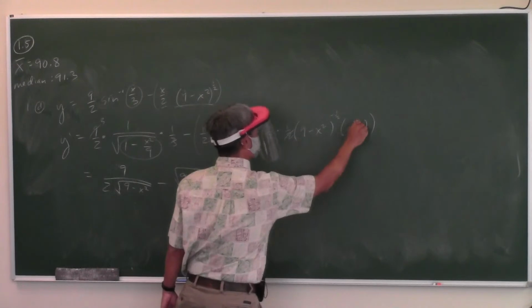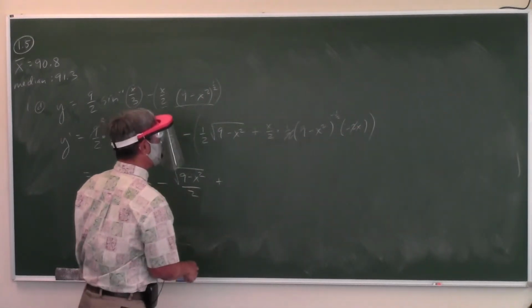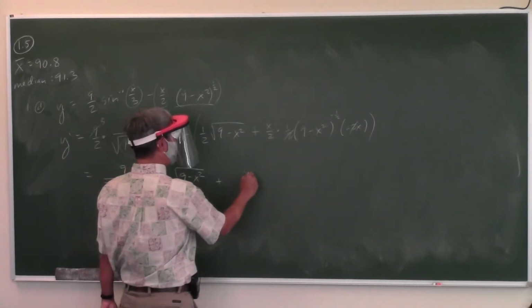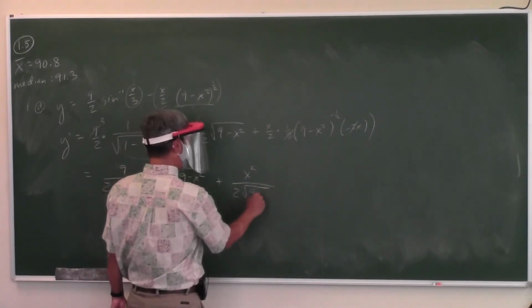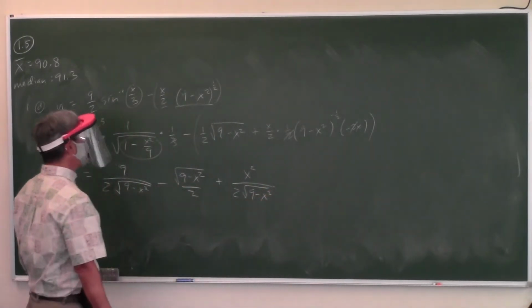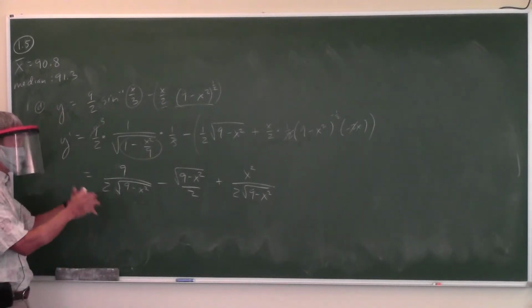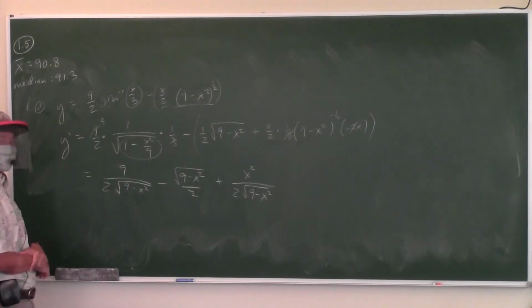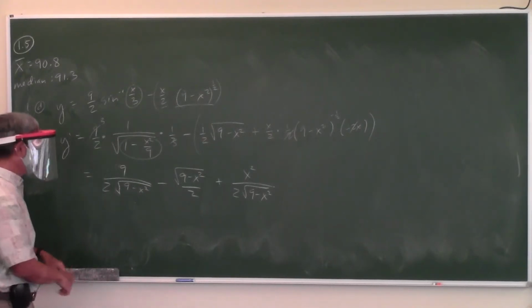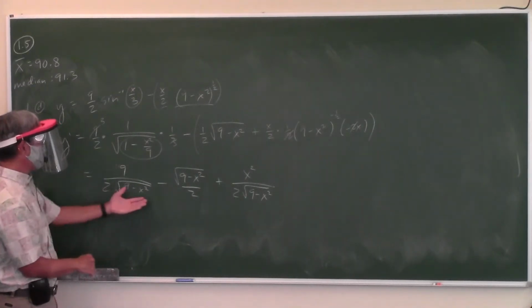Okay, this 2 cancels that 2. X squared. So x squared over 2 root 9 minus x squared. See, look, after the first step, it's just algebra. How come algebra is so difficult for us? We don't know why. It just is, Mr. Park.